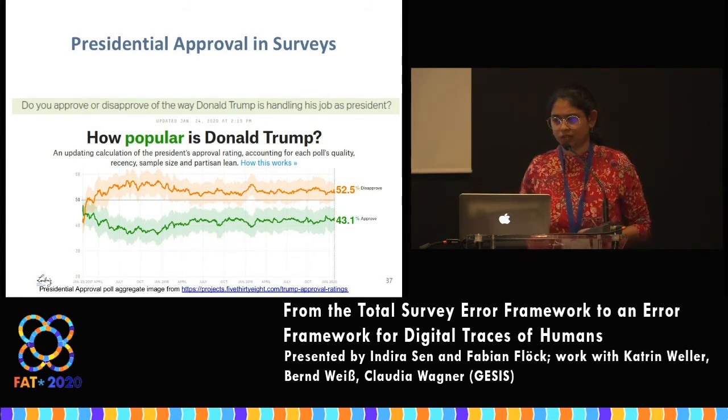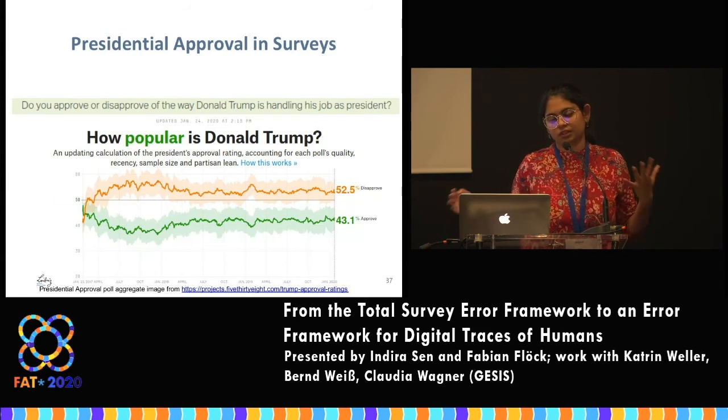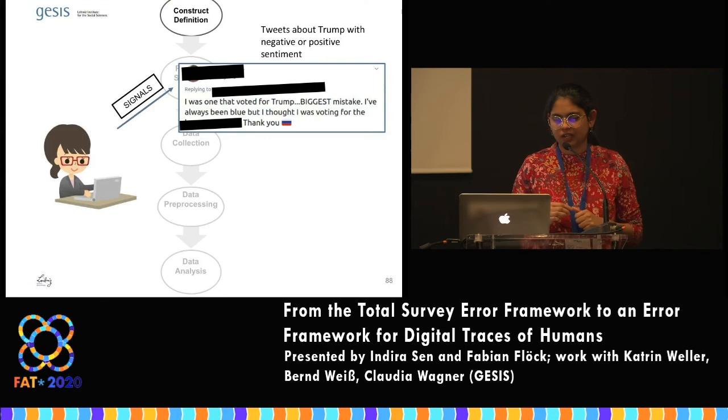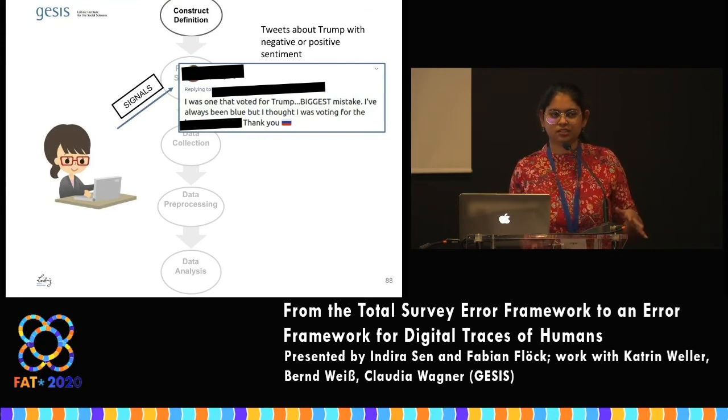And that gives you the approval rates per day. So how would a researcher do this if they were to do it with Twitter? They would first start off by defining the construct into an ideal or envisioned measurement. And in this case, the construct is presidential approval. It's latent. You can't see a person and know if they approve or disapprove of Trump.